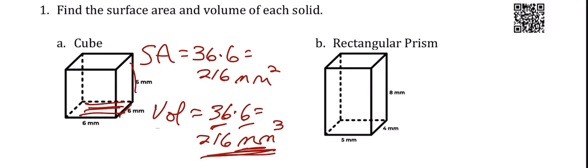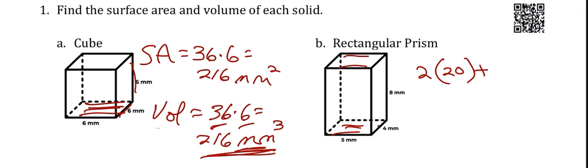Now let's look at the next one. This time it's a rectangular prism, not a cube. So let's do the surface area first. There are two, the top and the bottom, because there's a top and a bottom, and there is 5 times 4. So the area of the top and the bottom is 20, and there's 2 of them, so we're going to make that a total of 40 in a minute.